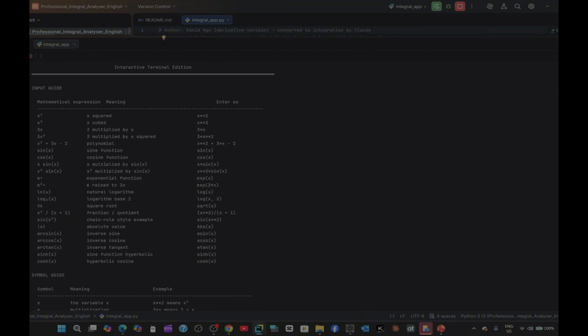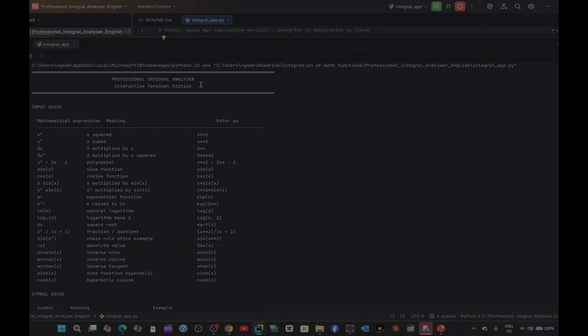Right, this is the guide here. First part, when you run it, you see the result. This is a professional integral analyzer. We have mathematical expressions, and the computer reads them differently. For example, x squared must be entered as x star star 2, that means x squared. X cubed will be x star star 3, x to power 3. When you type 3 times x, you must put 3 star x. 3 times x squared becomes 3 star x star star 2.